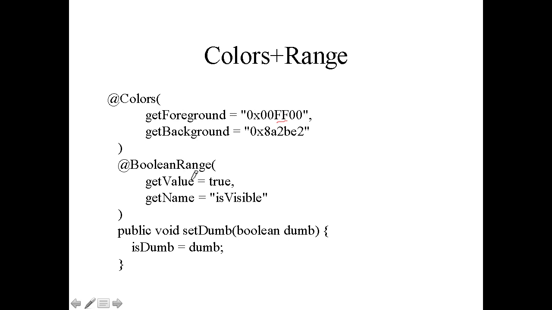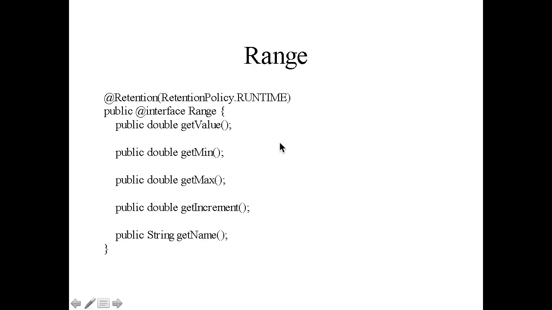So then we have another thing called the Boolean range. So now we've got a foreground and a background associated with setDumb, which allows us to give you a graphic user interface with some sort of coloring. Here's an example where we have a double precision number in range, and we can get the value, the minimum, the maximum, the increment, and the name.